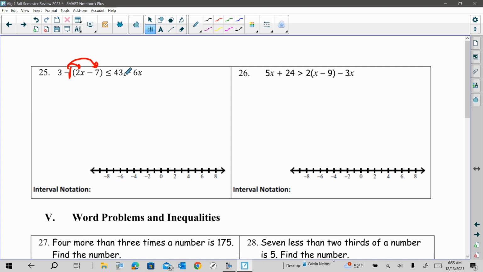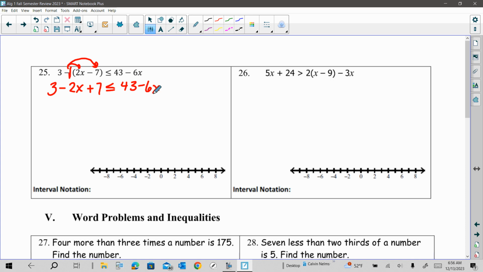So we just have to rewrite everything. We should have this now as 3 minus 2x, and then a negative 1 times the negative 7. It's going to make that plus 7. And then we have less than or equal to 43 minus 6x.